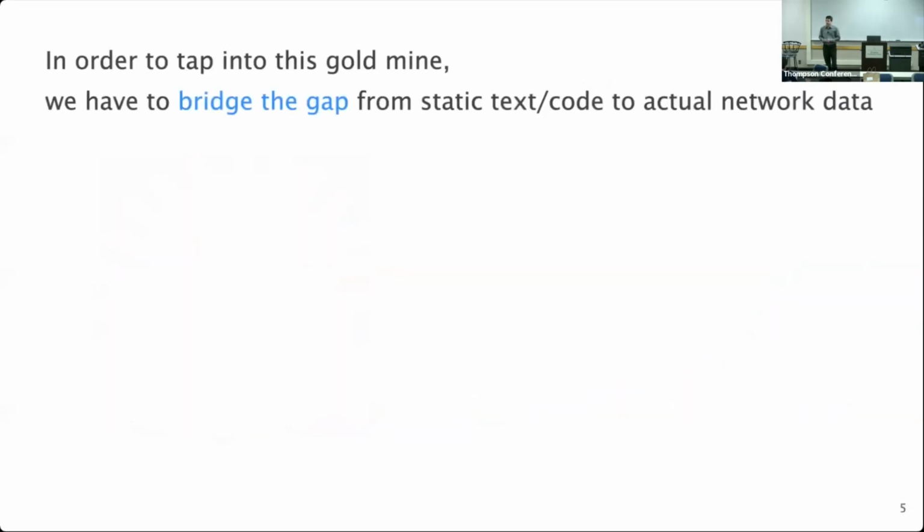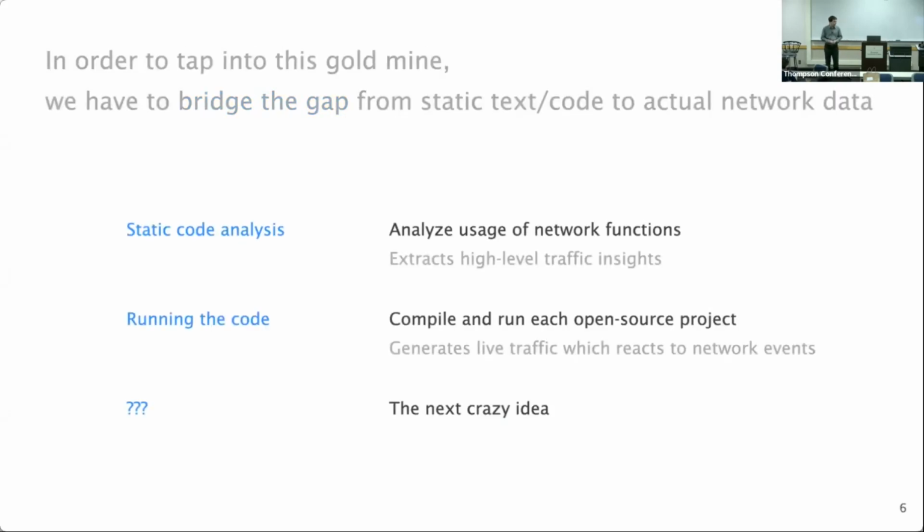In order to do that, we have to bridge a gap from static text or code to the actual packets and traces that we see at the end. There are multiple ways we could do that. We could use techniques such as static code analysis to perhaps get a high-level idea of what a function produces. Or we could try to actually run the open source projects. That has the additional benefit that the traffic they generate is what we call live. They generate the packets at runtime, and they might react to network events, such as a packet loss, and then hopefully retransmit the packets. Or there might be a lot of other ideas that we do not even think about.